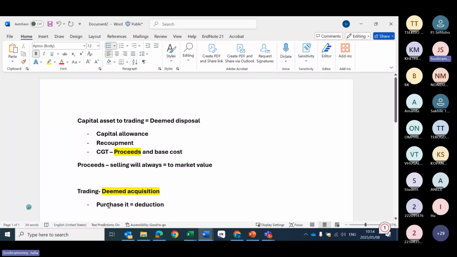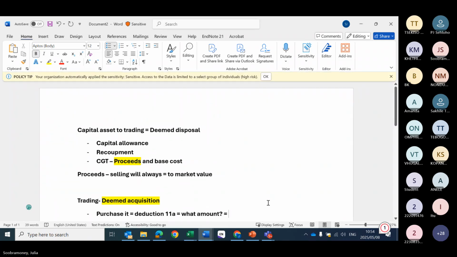So if I'm going to purchase it, when I normally buy trading stock, what do I do? I deduct it. Section 11A, just like you have all learned. But the question here is, what amount? Can anyone tell me what amount the trading stock will be equal to? Will it be cost price or market value of the capital asset? Anyone want to try?